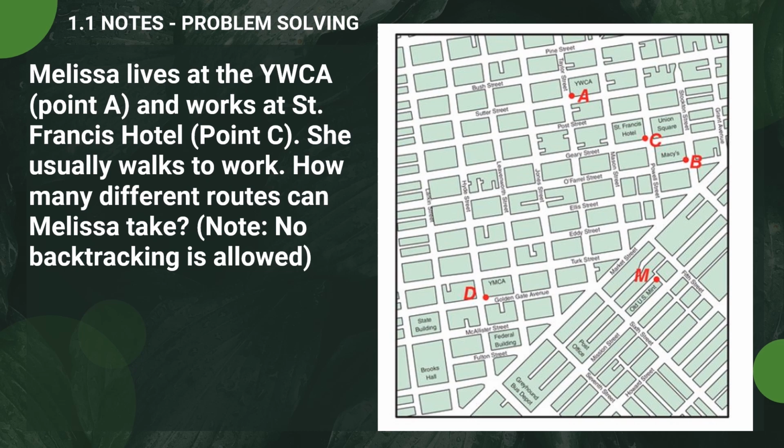We're going to read the problem. Melissa lives at the YWCA, which is point A, and works at St. Francis Hotel, which is point C. She usually walks to work. How many different routes can Melissa take? Note, no backtracking is allowed.